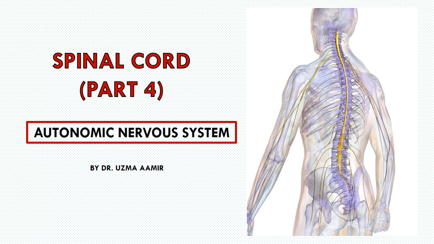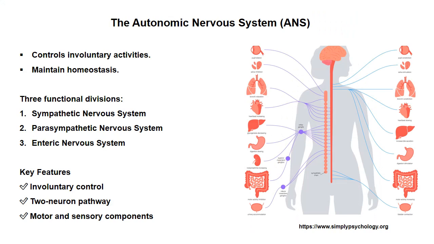In today's video, we will learn about the autonomic nervous system, the part of the nervous system that manages involuntary functions. The autonomic nervous system controls involuntary activities such as heart rate, digestion, respiratory rate, pupillary response, urination, and sexual arousal. It works below the level of consciousness to maintain homeostasis.